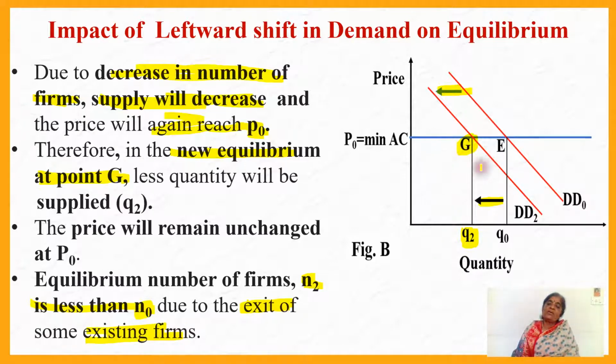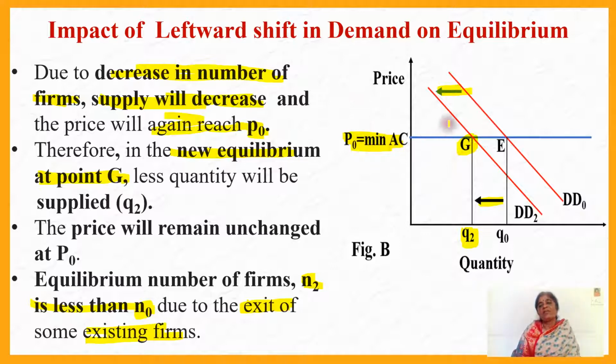But you can notice, only due to the leftward shift, quantity has declined, but the price is at the same level. You can conclude from this, either rightward or leftward shift: with a rightward shift quantity increases, with a leftward shift quantity decreases, but the price remains the same when there is free entry and exit. This is the conclusion we can make.